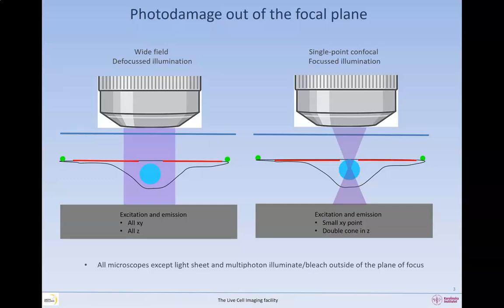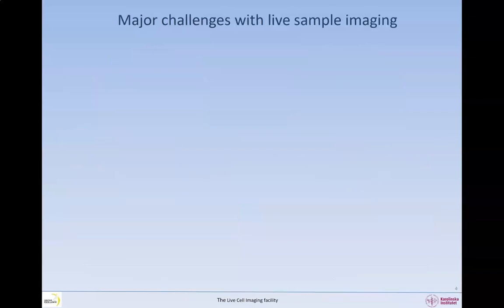All microscopes, with the exception of light sheet and multiphoton point confocal, are bleaching your sample also outside the plane of focus. Also, higher magnification objectives increase the illumination and will bleach more. So knowing how the light behaves when hitting your sample will help you understand where the photo damage will take place.